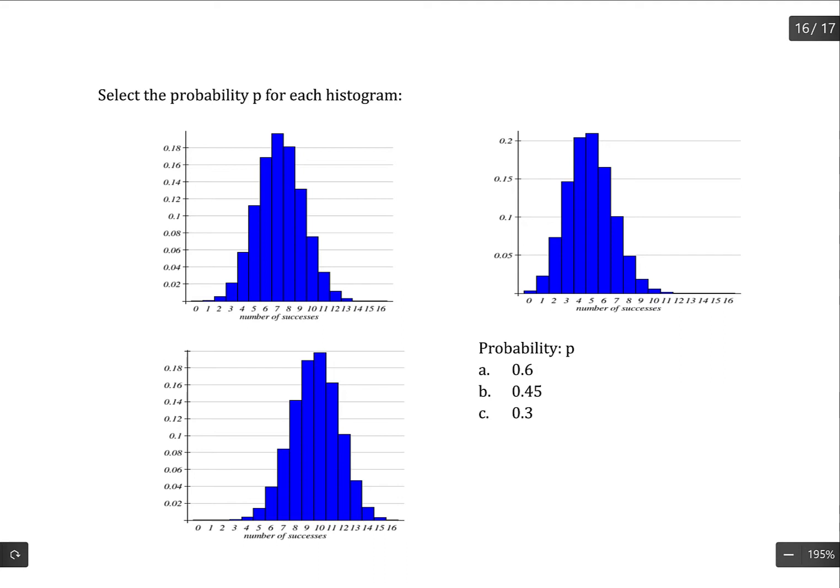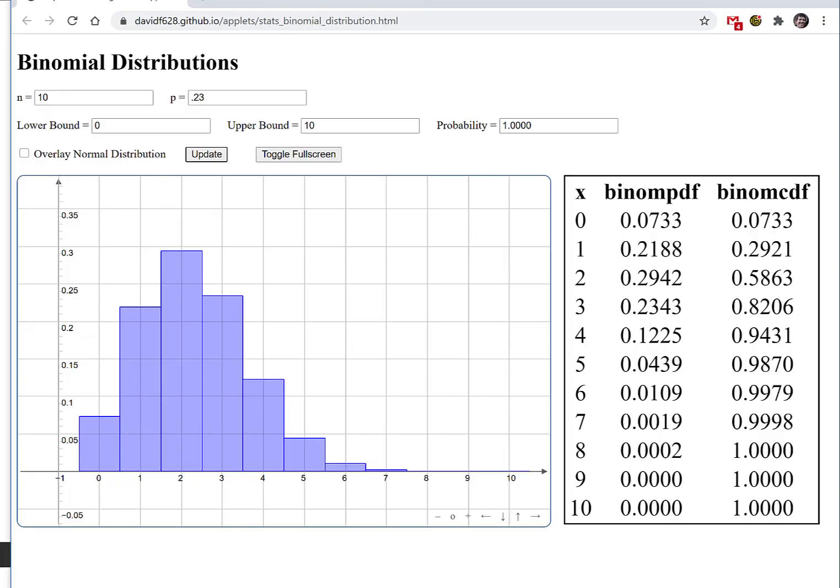So something's changing here. We have n always as 16, but the value of p is changing. And these are really the only two inputs that you are required to make a binomial distribution. So how do we know which of these is which? Well, to give you a visual, let's take something that we can change very quickly and see the results.